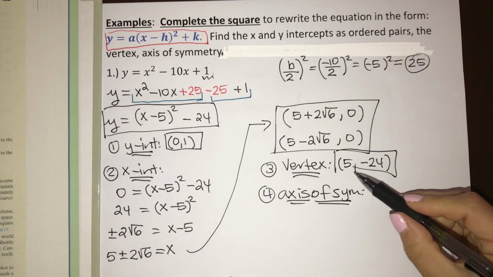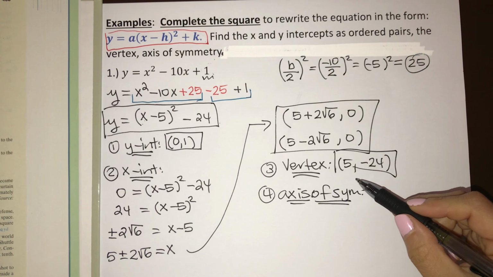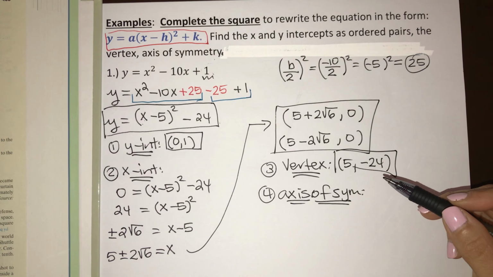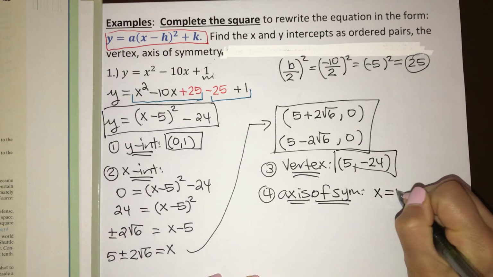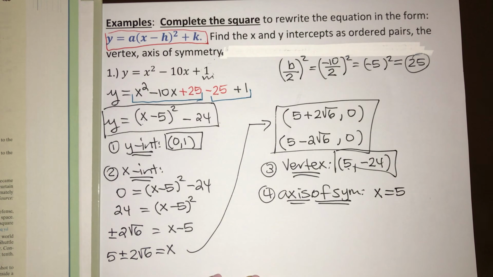Remember, it's the vertical line that goes through your parabola and cuts it in half. So it goes through the vertex. It's going to be x is equal to 5. It's always the x coordinate. And that's it.